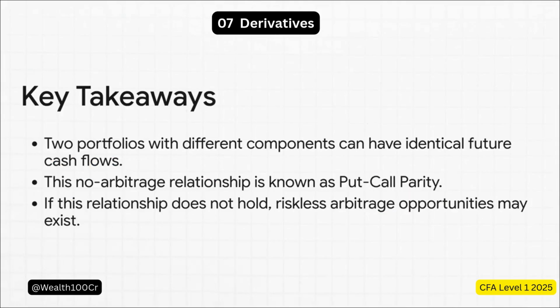So let's just quickly summarize the 3 key things to remember from today. First, 2 baskets that look very different can actually give you the exact same result. Second, this magical relationship is what we call put-call parity. And third, if this balance is ever broken, an opportunity for risk-free profit, called arbitrage, appears to put things back in balance. You have all learned something very important today.